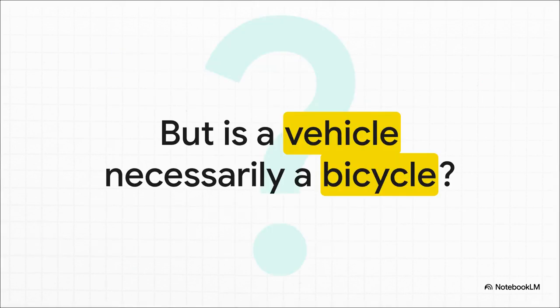Well, no, of course not. That would be ridiculous. A vehicle could be a car, a truck, a boat, you name it. And this right here, this simple little question, it gets to the absolute heart of what we're talking about today. The relationship only goes one way. You can always use a more specific thing, like our bicycle, anywhere you'd expect to see a more general thing, like a vehicle. But you can't go the other way around.